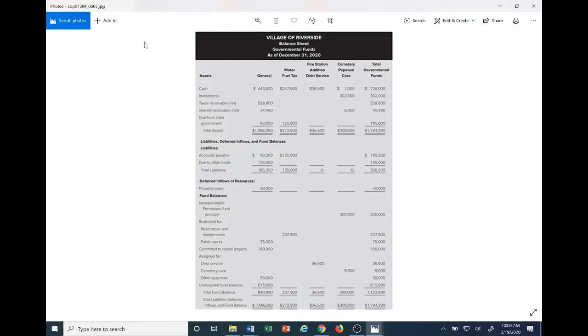Next, assigned. Assigned funds could be stuff that's appropriated or not appropriated. I'm sorry, encumbered and stuff of that sort. Remember, assigned is going to be the last level of constraints that we can have for the debt service, capital projects, permanent, and remember, special revenue has to be either committed or restricted, so it doesn't happen there. And remember, the unassigned fund balance, positive fund balance, can only be in the general fund.